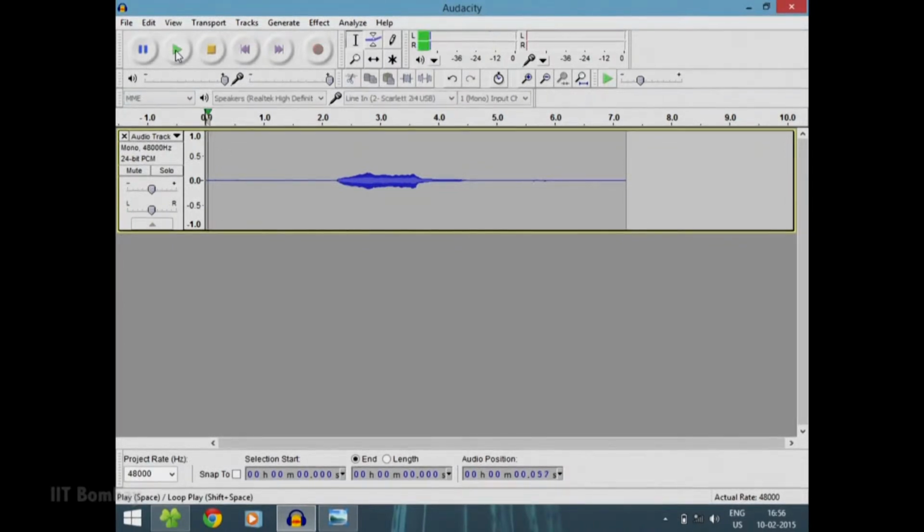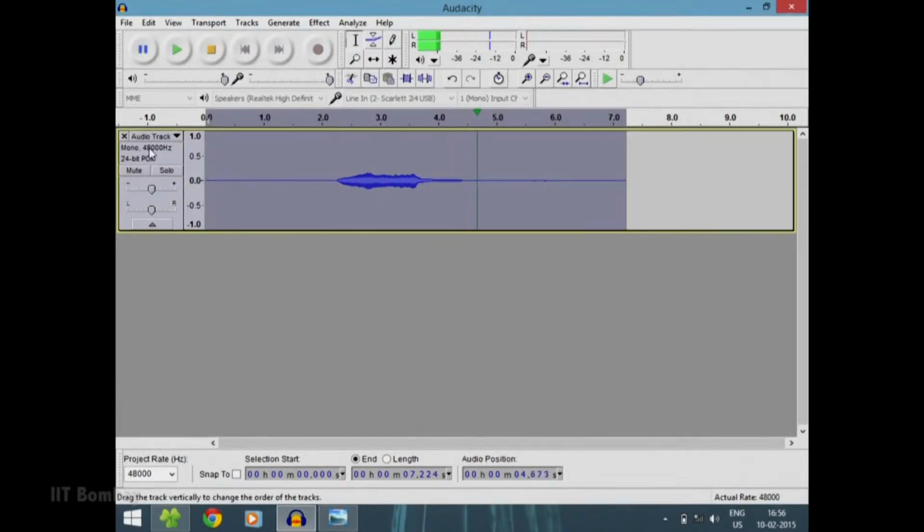Let me play it back once again. So now you can see there is this 48,000 kilohertz, which is the sampling frequency about which we will talk more in module 3.